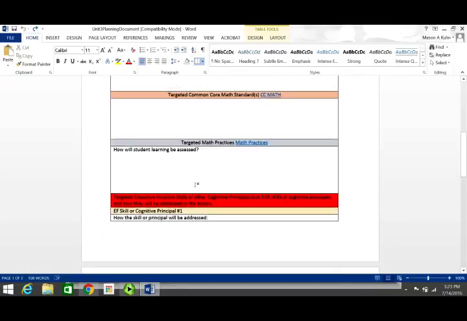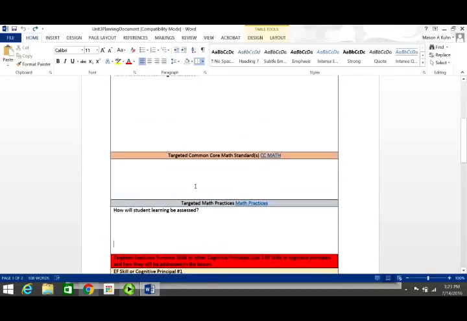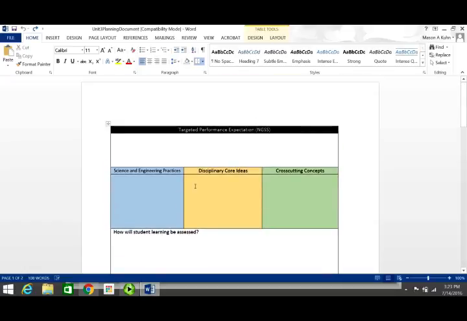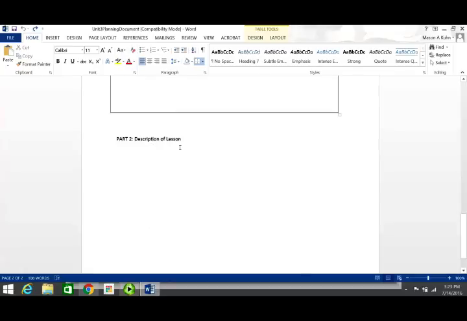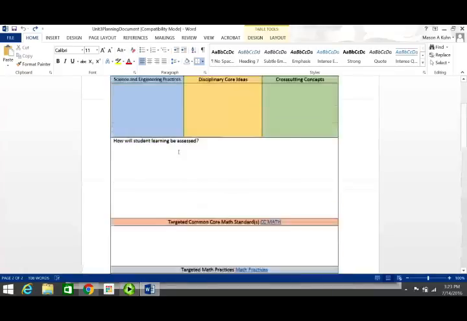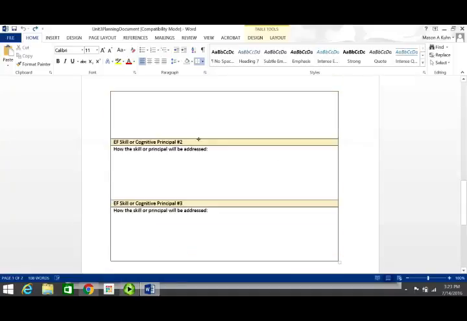Now you might notice I don't have anything for engineering and I don't have anything for technology. If you want to write a little bit about those down here in your description, that's okay, but you don't have to. We're just starting a little bit with science and math and how we would integrate those. In our final full unit plan, we're going to think about integrating technology and engineering, and you'll probably work with these same performance expectations for your final project as well.